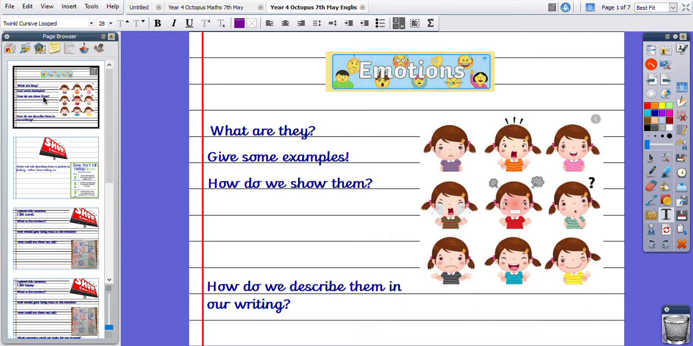So look at the picture here of emotions and think about how we show our emotions in day-to-day life, but how can we also describe them in our writing? So a quick brainstorm in your books of what you know about emotions.